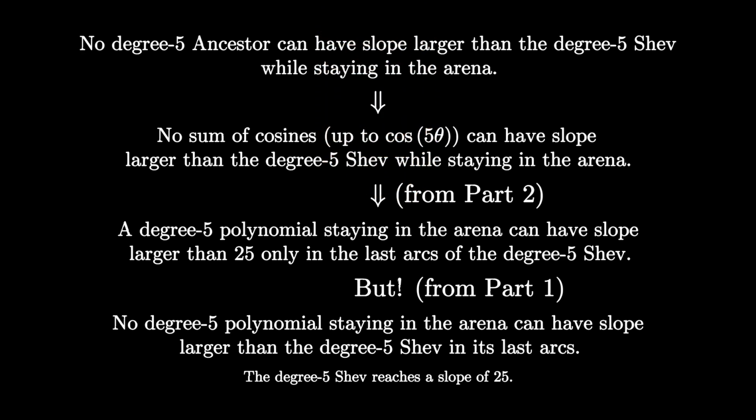Let's see how much of this proof works when we replace 5 with some degree d and 25 with d squared. The proof in this video will continue to work to say that the degree d Shev is best among all ancestors of degree d. That will also continue to hold for sums of cosines. And the proof in part 2 holds too. It will continue to be the case that no contesting degree d polynomial can have slope larger than d squared in the middle part of the plane. And slope larger than d squared must be in the areas corresponding to the last arcs of the Shev.